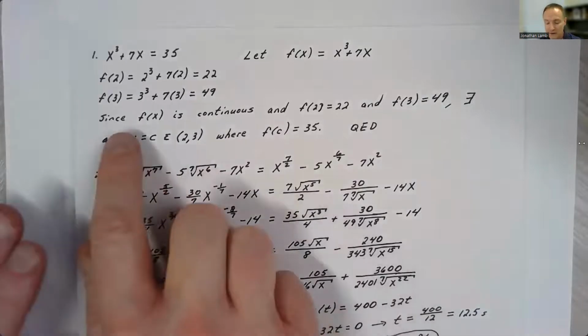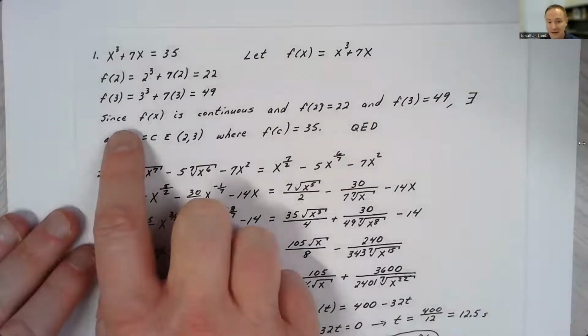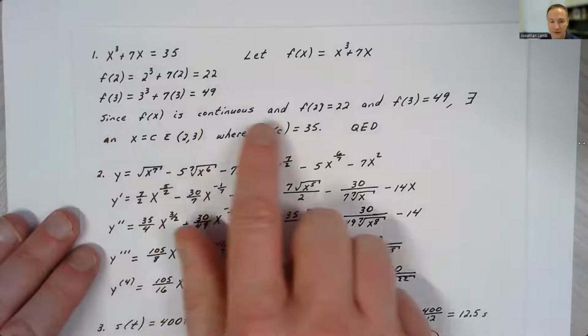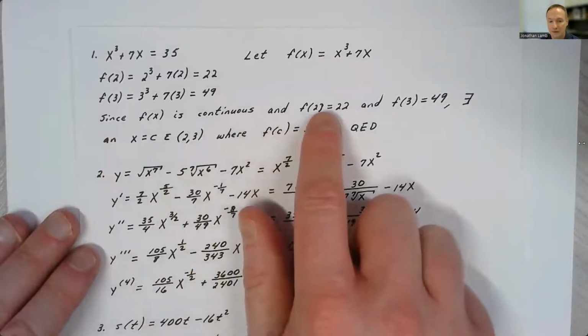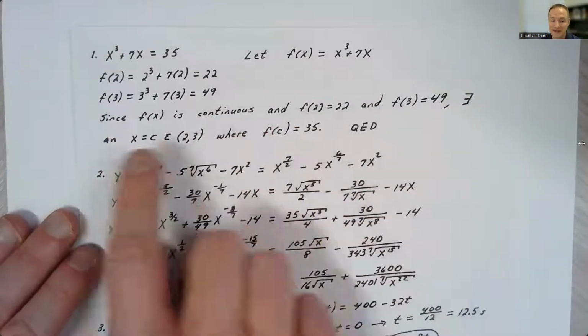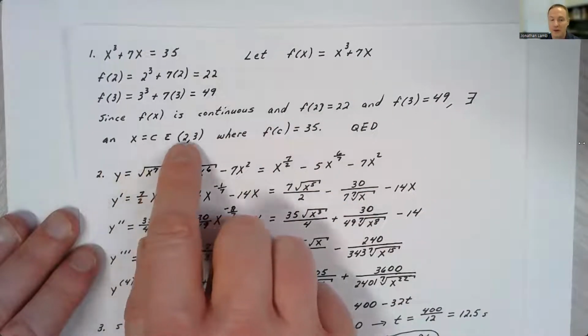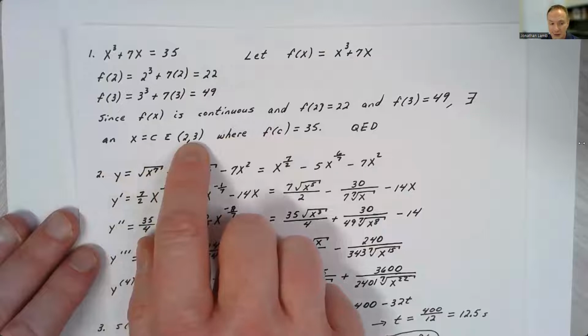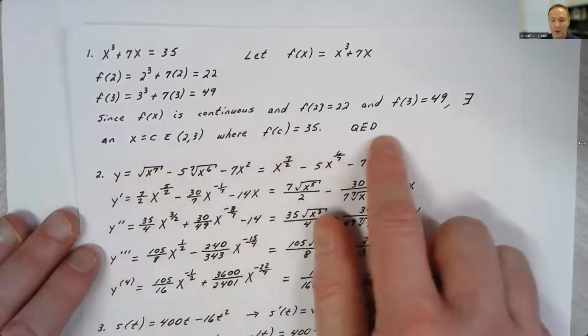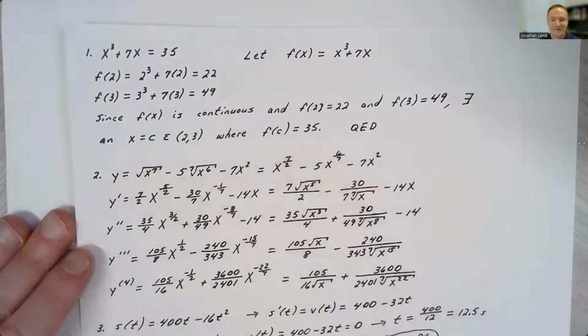So this is, and you don't have to word it exactly like I'm wording it, but this is the way that the intermediate value theorem really should be worded. You say, since f of x is continuous, and f of 2 is 22, and f of 3 is 49, there exists an x equals c belonging to the set of numbers between 2 and 3, where f of c is equal to 35. Quod erat demonstrandum.